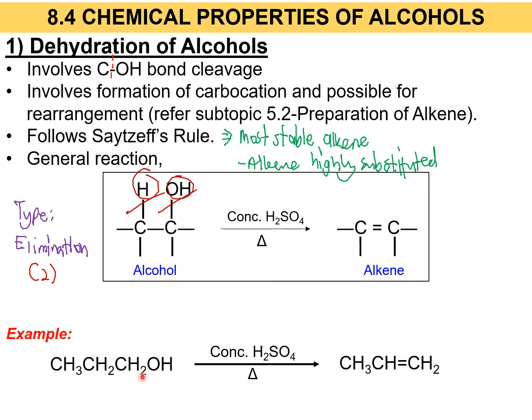Okay, for example, if let's say you ada this primary alcohol, and then you reactkan dia dengan catalyst. Concentrated H2SO4 ni catalyst tau. So this is catalyst. Okay, dengan heat you will get alkene. Because why? Because you remove this OH and also kat carbon sebelah ni you akan remove one of the hydrogen atom. Okay, so that's why you dapat alkene.